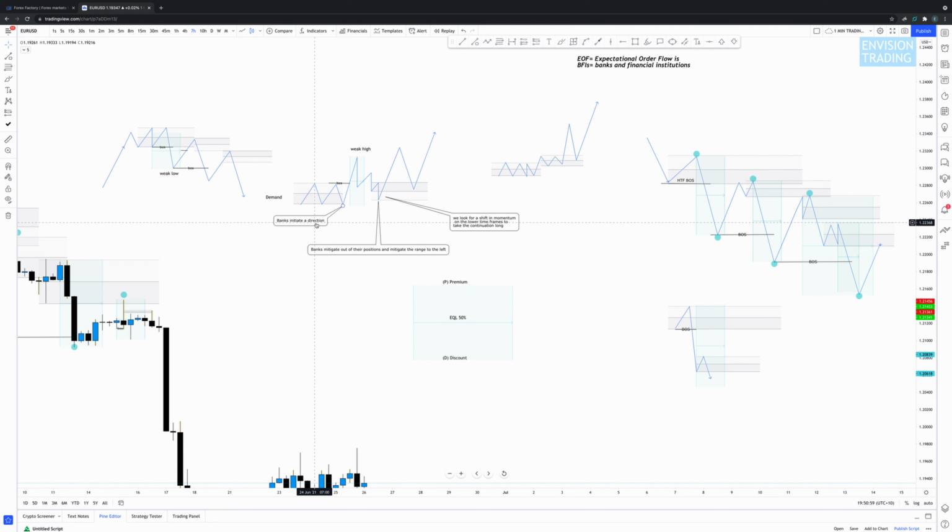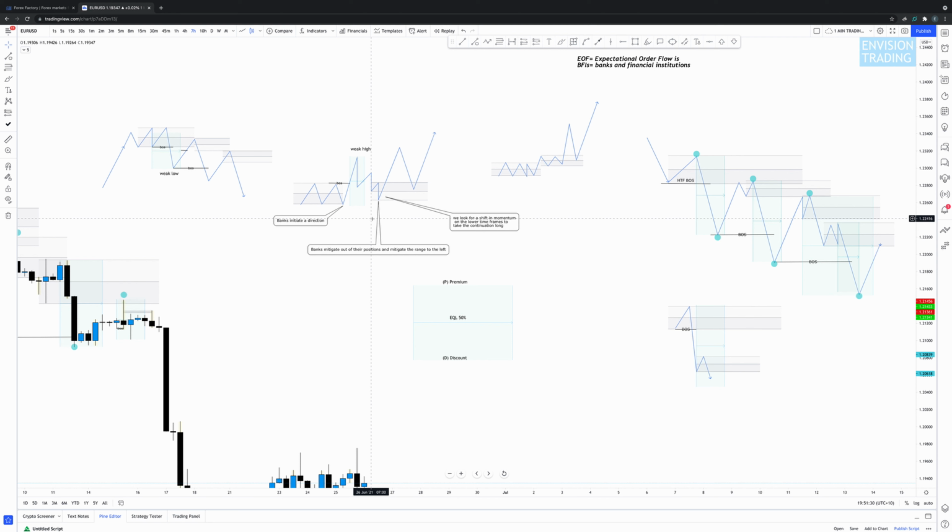Banks will initiate a direction. Okay, so we have a range here. Let's get rid of that. I'll talk about supply and demand another time. So we have this range here, and it's pushed to the upside. We've had a break of structure here. What this means is the banks have initiated direction here. They've placed orders here and they've pushed the market long. So what happens then is banks sell back down to buy back up.